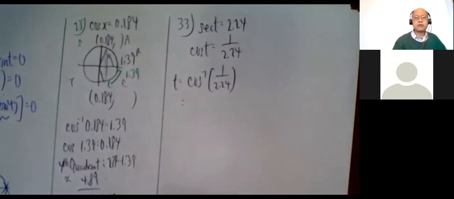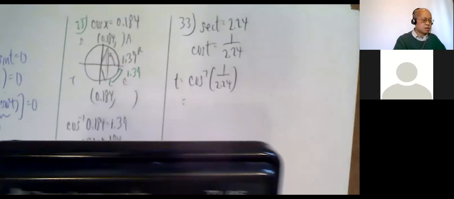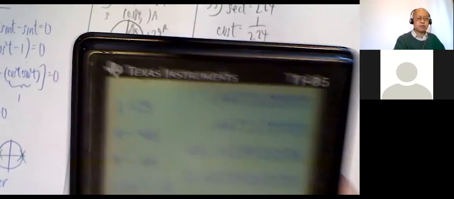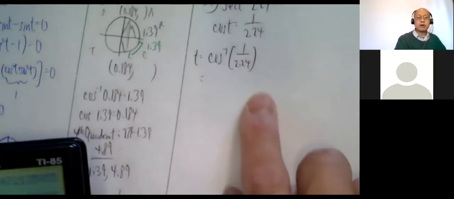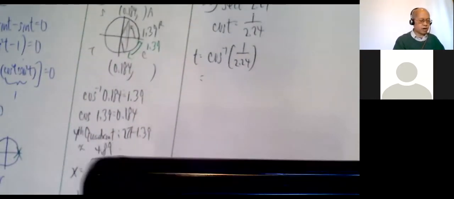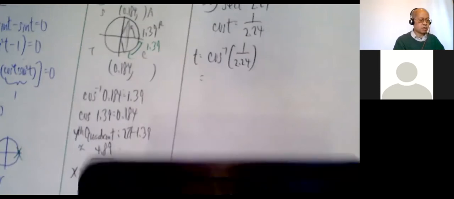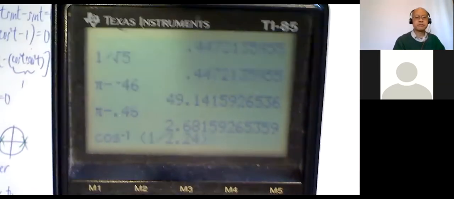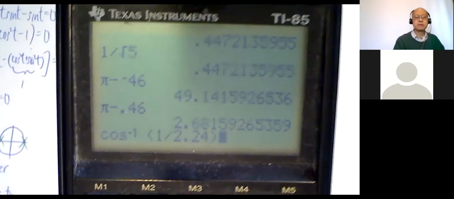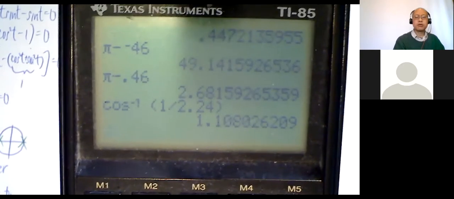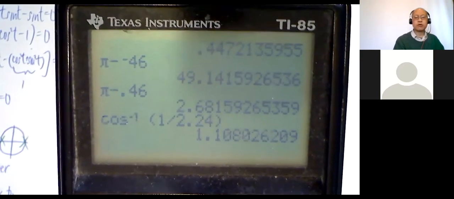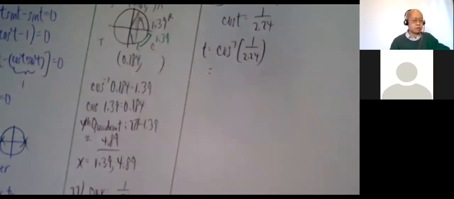All right, so inverse cosine, second function, inverse cosine, parentheses, 1 divided by 2.24, close parentheses. 1.11, rounded off, 1.108 means 1.11.